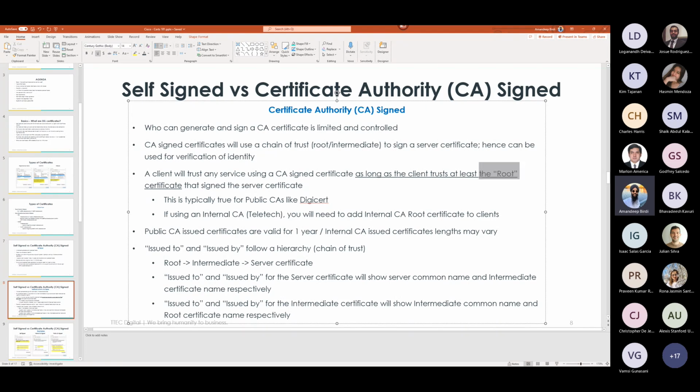As long as you've got the root trusted, the intermediate will be automatically trusted because it's signed by that root, right? But that's not the case. I've seen that happen in real life. So again, just something I wanted to call out here.